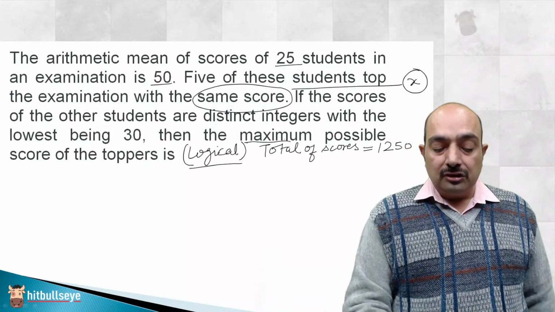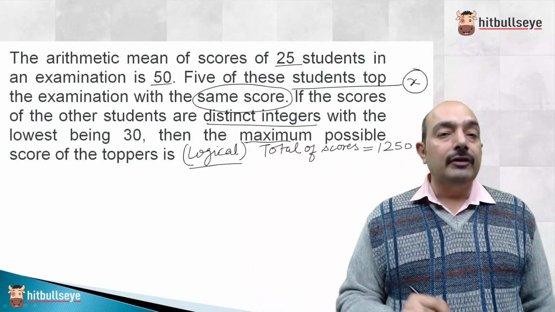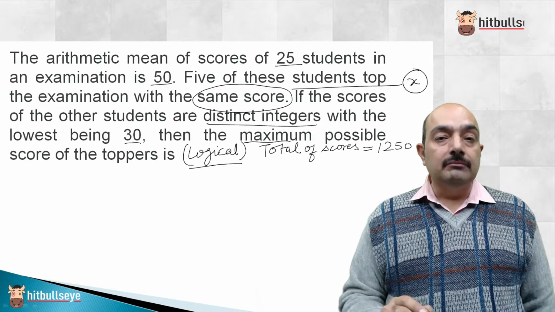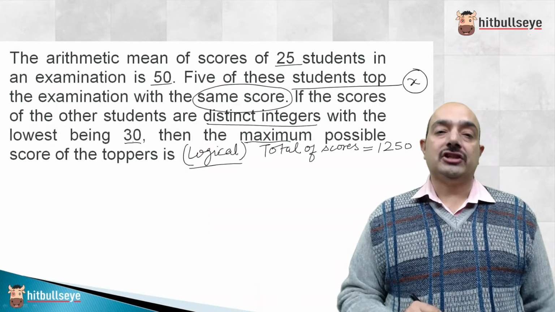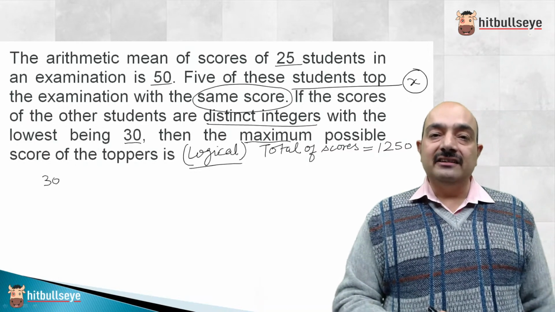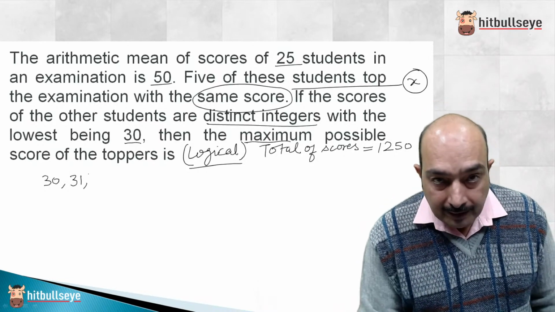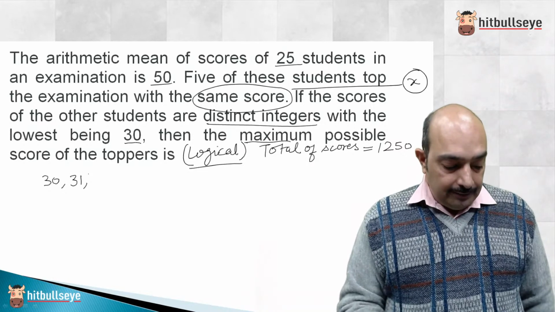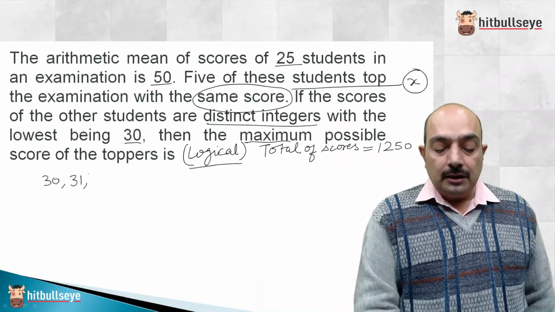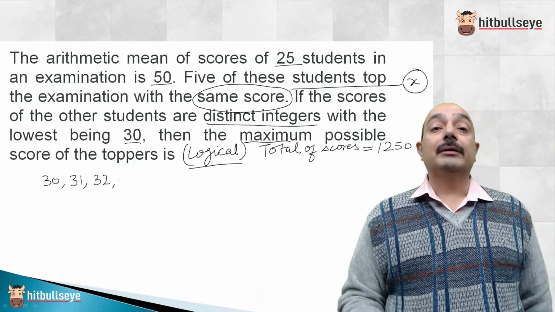Next line. The scores of other students are distinct. When I say distinct integers, that means all of them are different, with the lowest being 30. Yes guys, this is where the logic comes into picture. This means that lowest score is 30. Obviously, being integer, the next would be 31. Whatever happens in this case, we have to maximize. So it starts with 30, 31 and 32. Make sure they are consecutive, because think on it.